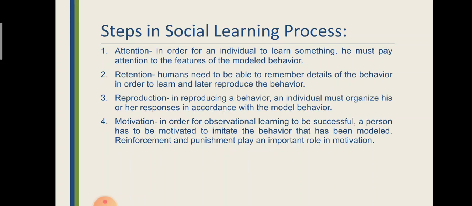So, the last one is motivation. So, finally, in order for observational learning to be successful, a person has to be motivated to imitate the behavior that has been modeled. So, if you are not motivated, there must be an incentive or motivation driving the individual's reproduction of the behavior. Even if all the above factors are present, the person will not engage in the behavior without motivation.